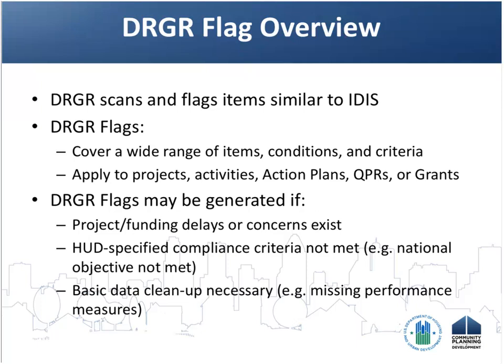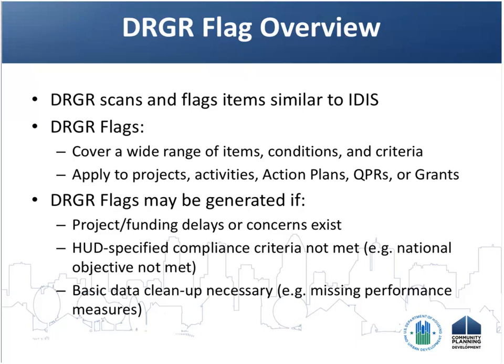DRGR flags cover a wide range of items, conditions, and criteria. So those are the three that I mentioned previously. Is the activity, quote unquote, at risk? Are there certain compliance criteria or missing performance measures, et cetera? And these can apply to projects, activities, action plans, QPRs, or grants. Almost anything in the system, we can create a flag in order to help with the three main criteria.